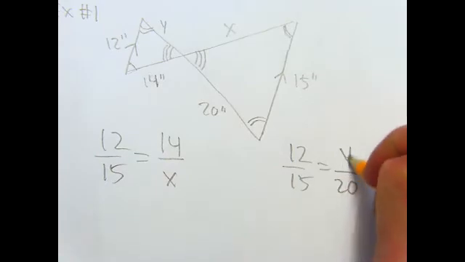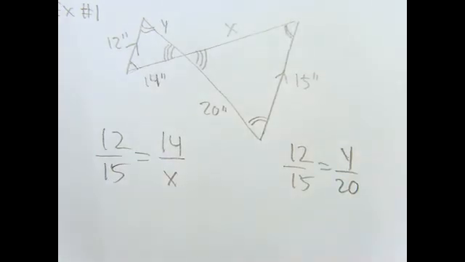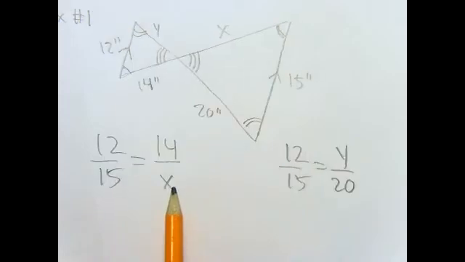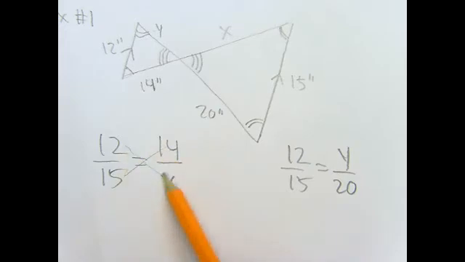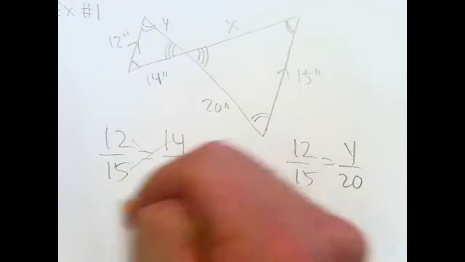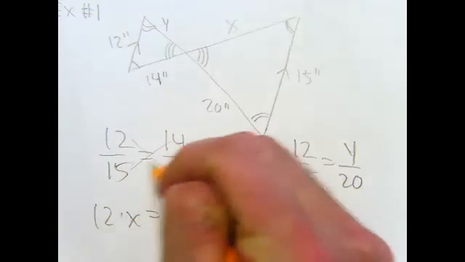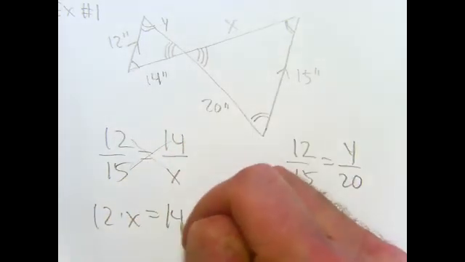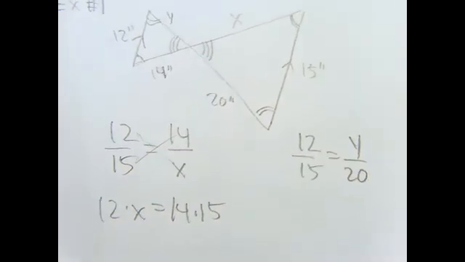So before I move on, make sure that makes sense why I set it up like that. Kind of like scale factor. This is kind of like the scale of how much bigger it gets, and then we can figure it out with this. Cross products, you remember this? Cross products are equal. You studied that in algebra at some point. Cross products are equal. So 12 times X equals 14 times 15, like that. That's how you can solve that out.